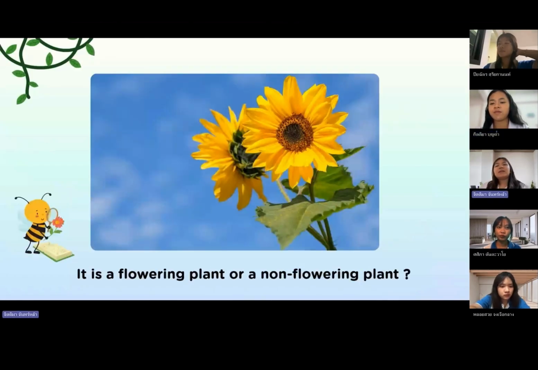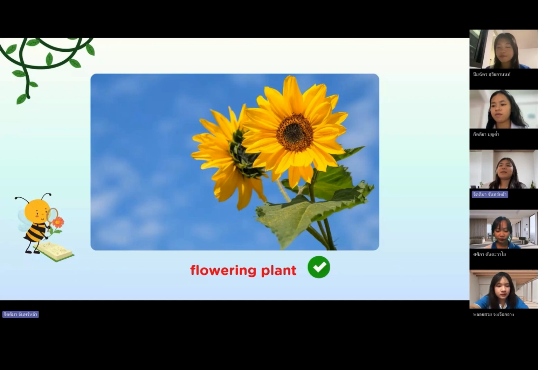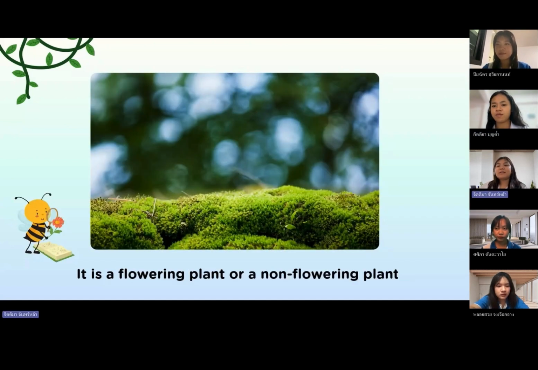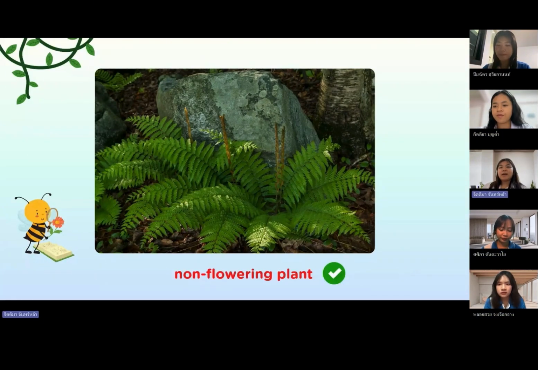Look at the picture. Do you think it is a flowering plant or a non-flowering plant? Flower plant. Flower plant, yes, that's right. And this one? Non-flower plant. Non-flower plant is correct. And the last one, do you think it is a flowering plant or a non-flowering plant? Non-flower plant. Excellent. Great job, everyone.